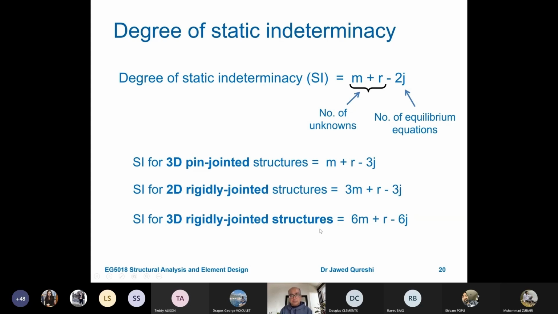For 3D rigidly jointed structures, you will have 6 forces in a member. A member can have forces in 3 directions, and it can have moments in 3 directions. So that's why it's going to be 6M plus R. Equally, you will have 6 joint forces as well. So these are different formulas for different types of structures.